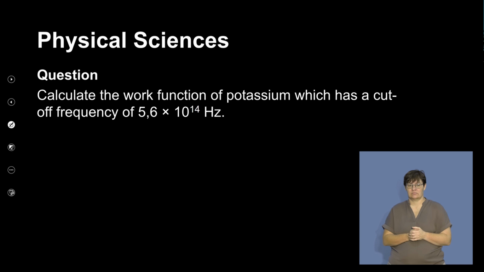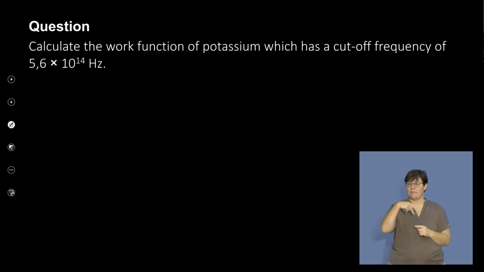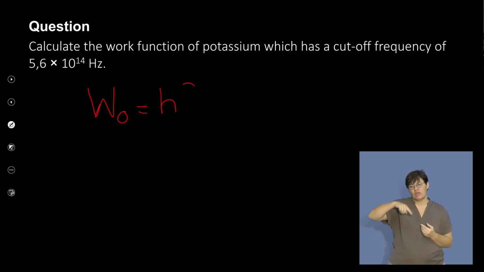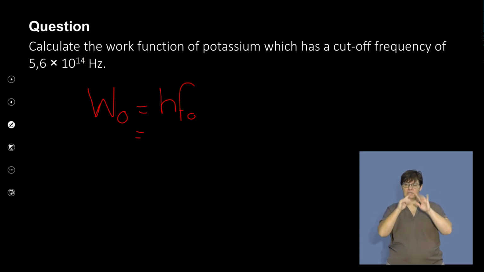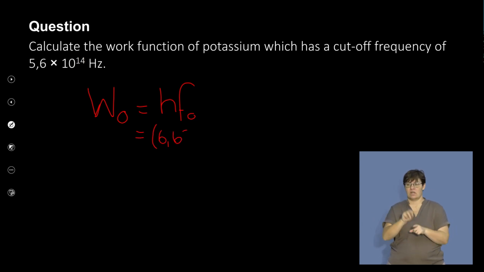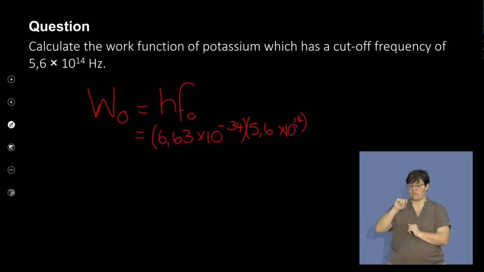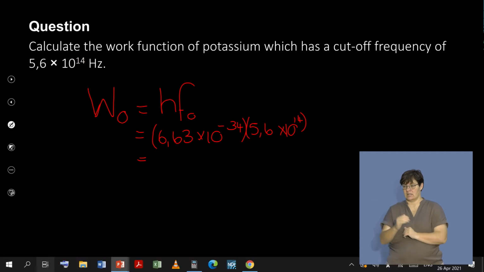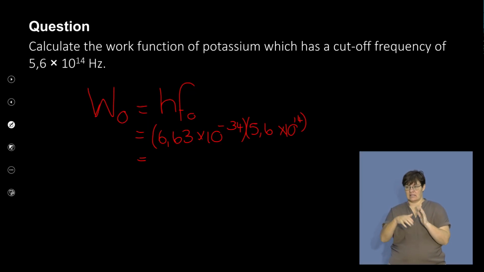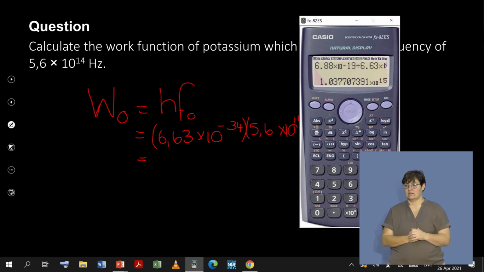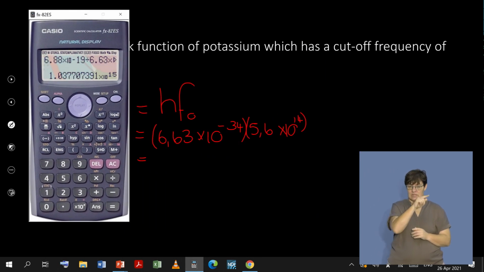Calculate the work function of potassium, which has a cutoff frequency of 5,6. We're going to do this one quickly. So work function is h f0, h, 6,63 times 10 to the minus 34 times 5,6 times 10 to the 14. We're definitely going to use our calculators because these are hard ones in our head.